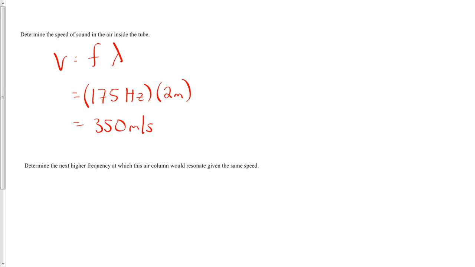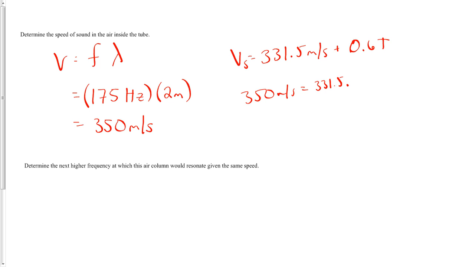I skipped the question on temperature. The velocity of sound is 331.5 meters per second plus 0.6 T. That's the velocity of sound. We got the velocity of sound to be 350. Solve for T? 32 degrees ish. Is that hot or cold?